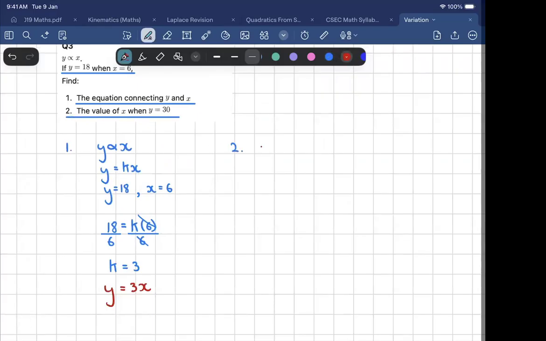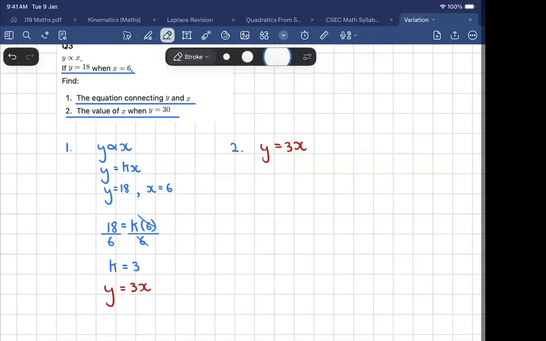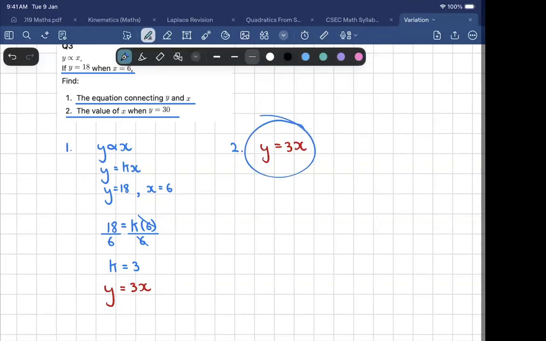Value of x when y equal to 30. So they want me to find the value of x when y is equal to 30. So now I have to use this relationship to find x. What do you think my first step is? So we divide 30 by 3. That's it, you know? Yeah.